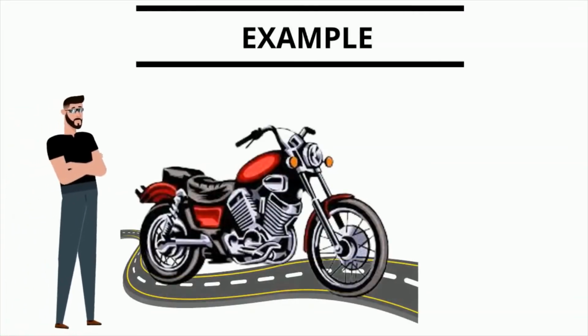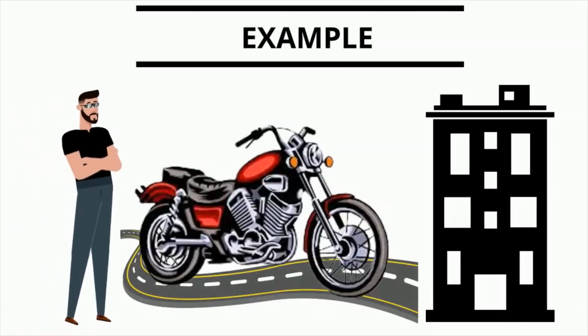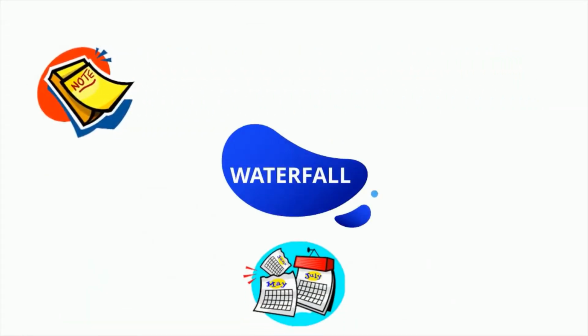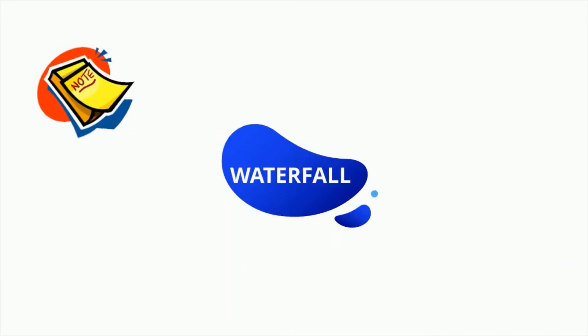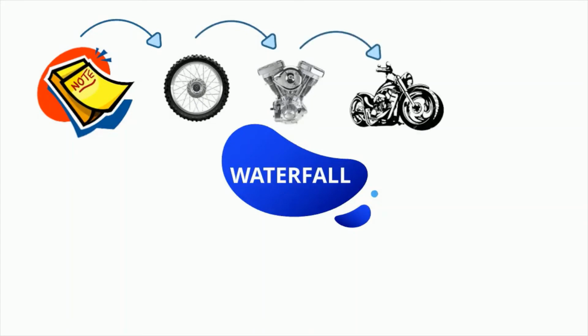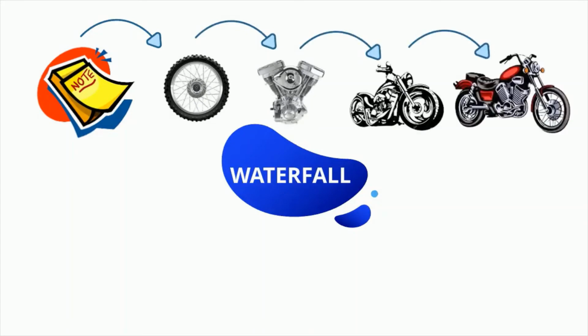Let's have a look at an example. Our customer requires a motorcycle to get to work. We start creating the product by defining what the ideal bike should look like, after several weeks or months. Once this phase is done, we start building the motorcycle, first the wheels, the engine, and the frame. Then we assemble everything and deliver it to the customer.